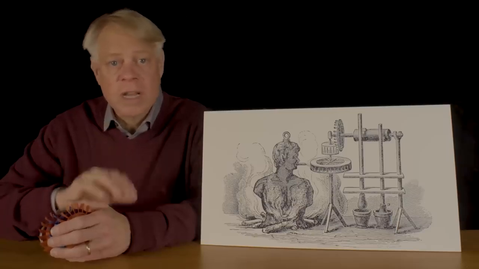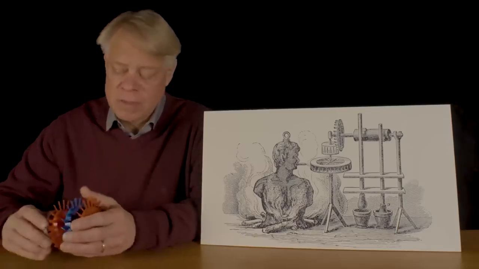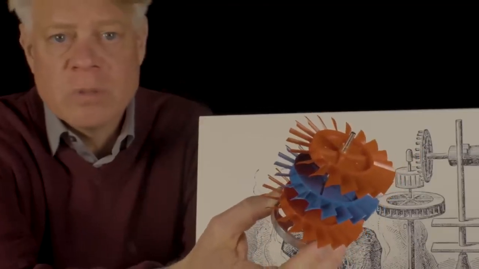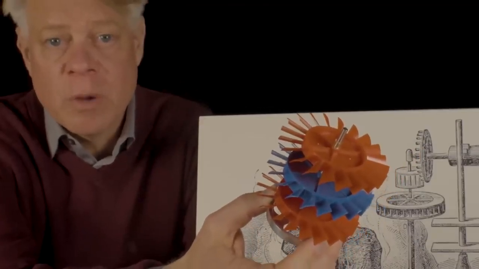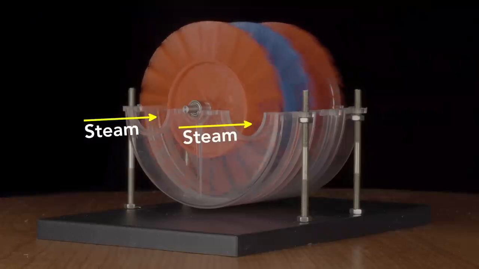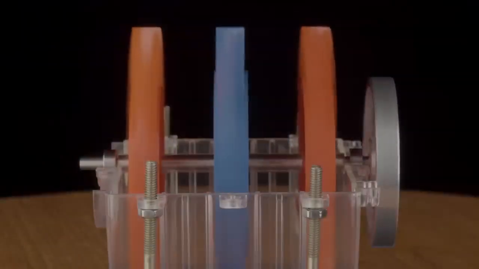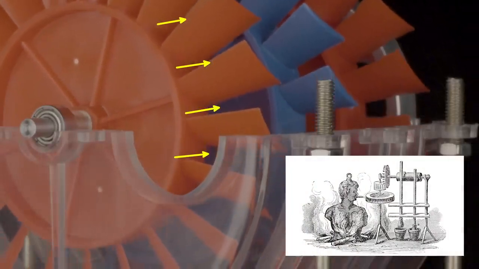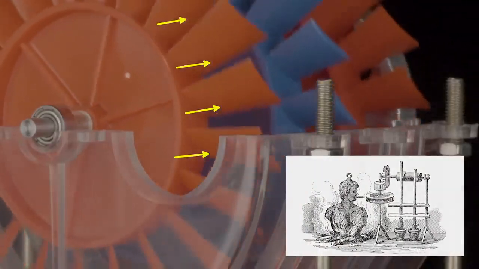Parsons succeeded by cleverly combining these two methods. This is a small version of Parsons' solution, although incomplete, as we'll see in a moment. It's a long shaft with bladed wheels. Steam enters here, which spins the wheels, which turns the shaft, of course, connected to a ship's propeller or a locomotive's wheels. The action of the steam is like that of Branca's device, in that steam strikes the blades and causes the wheel to rotate.